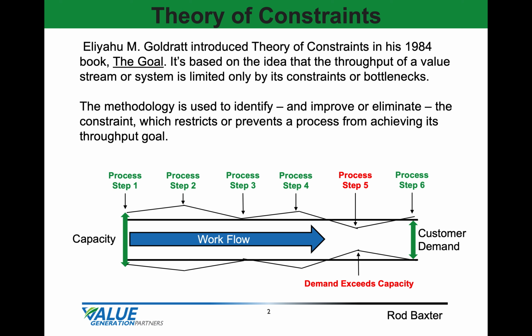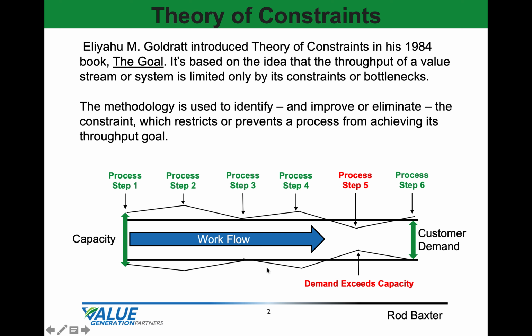So this idea, theory of constraints, was first introduced by Eli Goldratt in 1984 in the book The Goal. It's based on the idea that the throughput of the value stream or system is limited only by its constraints or bottlenecks. The methodology is used to identify and improve or eliminate the constraint, which restricts or prevents a process from achieving a throughput goal.